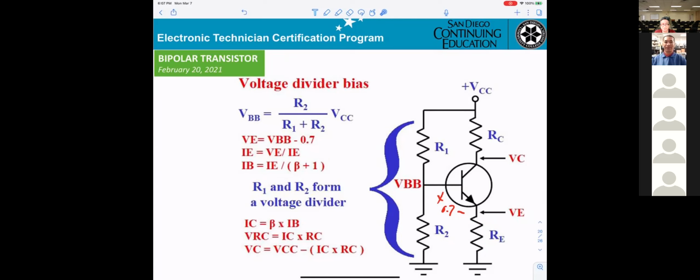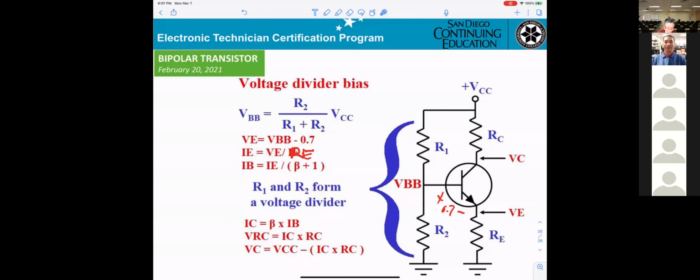I think that formula is wrong. IE equals VE divided by, it should be RE. Oh, thank you. That has to be RE. Thank you. What else?